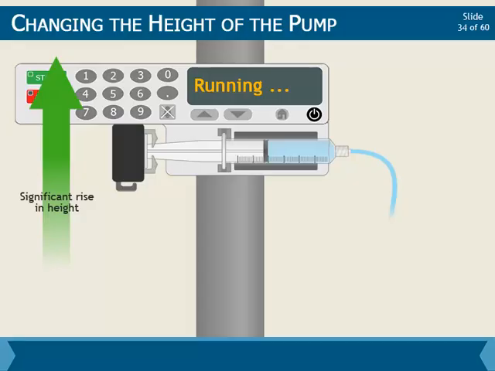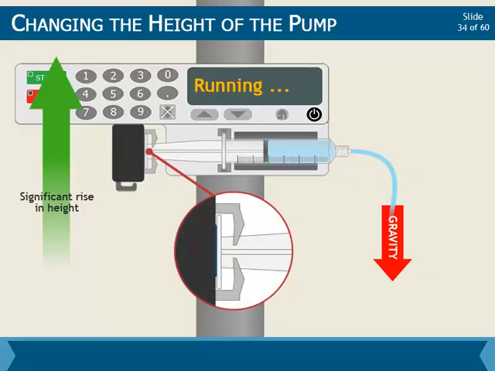With a significant rise in height, there is an increased gravitational pull on the fluid. If a gap is present and the pump is suddenly much higher than the patient, this pull, as fluid quickly tries to flow to the patient, may be sufficient to draw fluid right out of the syringe.